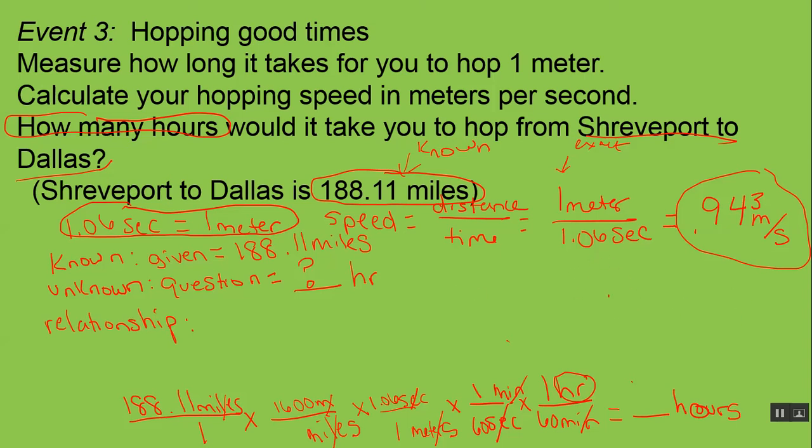All right. Now, with that in mind, go ahead and solve this. See if you can figure out how many hours it would take for me to go 188.11 miles. So just take a minute, see if you can solve this dimensional analysis calculation, and then we'll go from there.